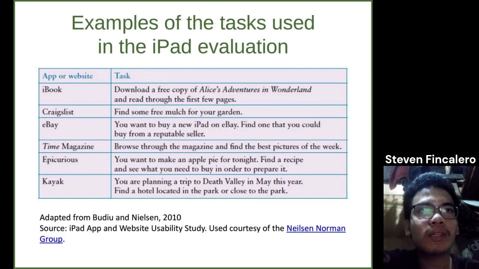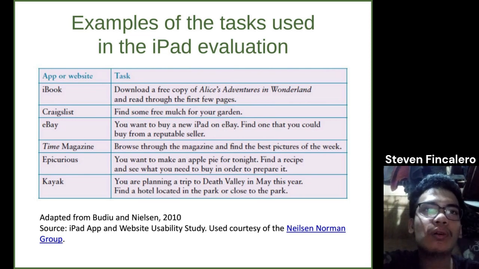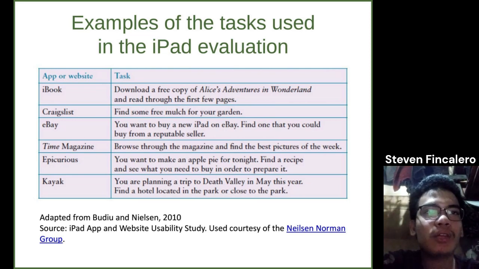Examples of the tasks used in the iPad evaluation: Apple website and then the task. iBook: download the free copy of Alice's Adventures in Wonderland and read through the first few pages. Craigslist: find some free mulch for your garden. eBay: you want to buy a new iPad on eBay? Find one that you could buy from a reputable seller. Time Magazine: browse through the magazine and find the best picture of the week.